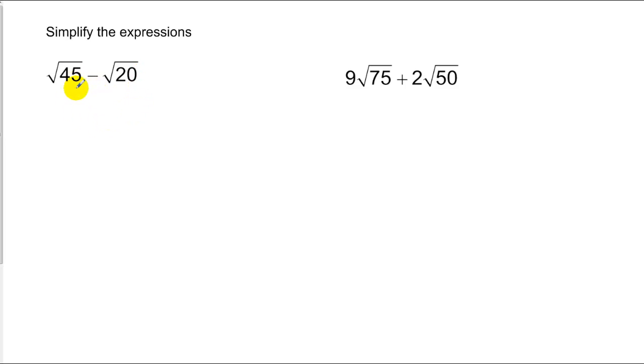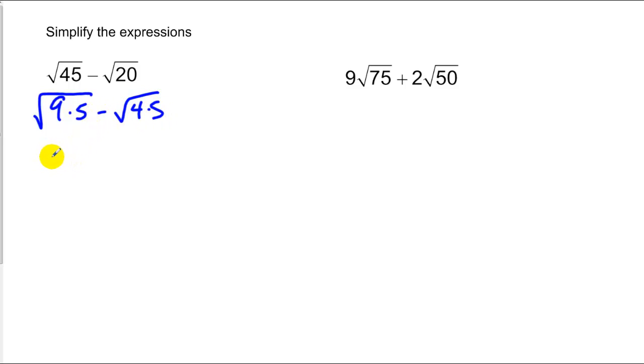In these next examples, you'll notice that neither term has like roots. However, each of the terms in these two expressions are not simplified. So I need to go ahead and simplify these radicals first to see if any like terms exist. So I ask, what perfect square is in 45? That's 9 and 5. In 20, I have 4 and 5.